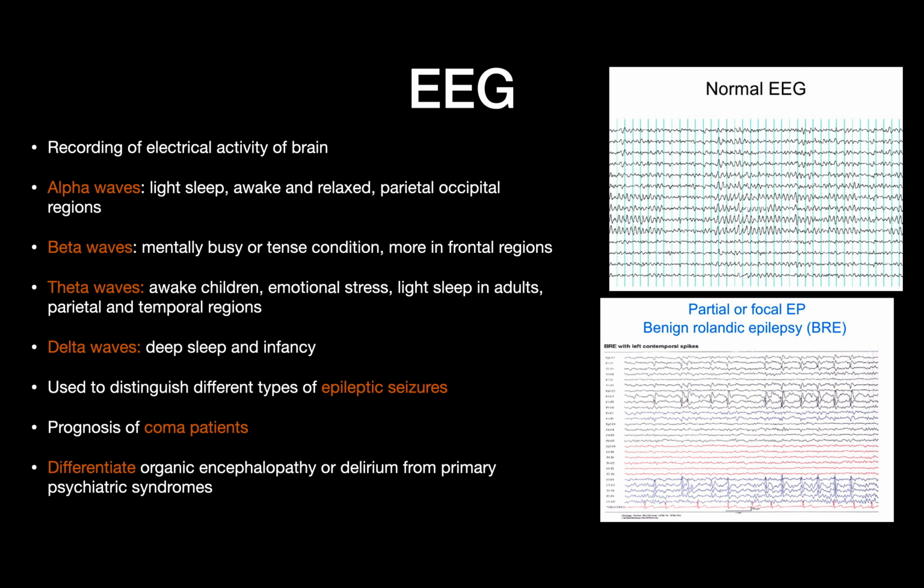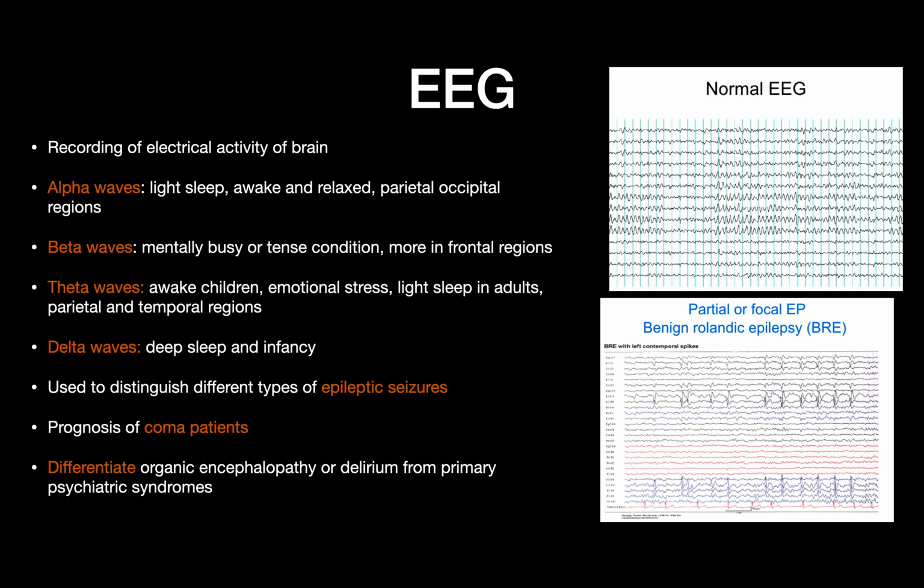Theta waves are found more in awake children or in adults in light sleep, and they're also prominent during times of emotional stress, both good and bad. So when somebody is getting married or when a loved one has passed away. This is predominant in the parietal and the temporal region. Delta waves are found only in deep sleep and in infants. Infants have delta waves in almost all of their sleep stages, so it's not like adult sleep stages.